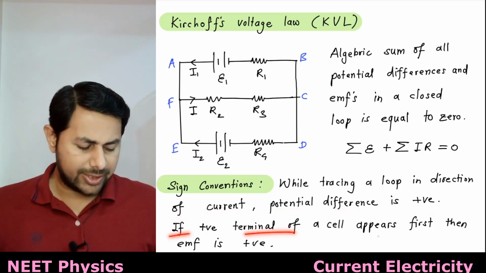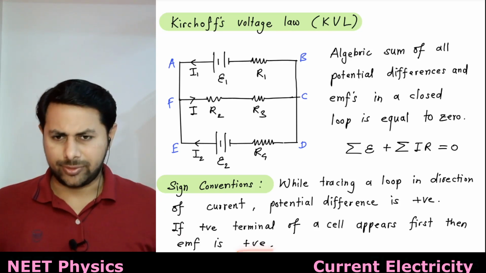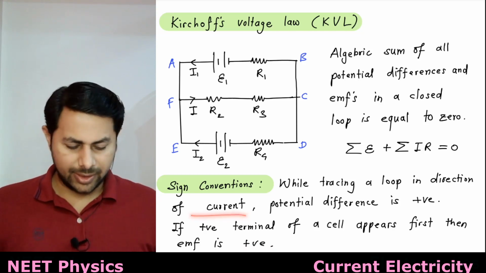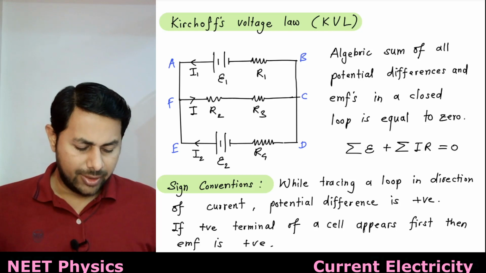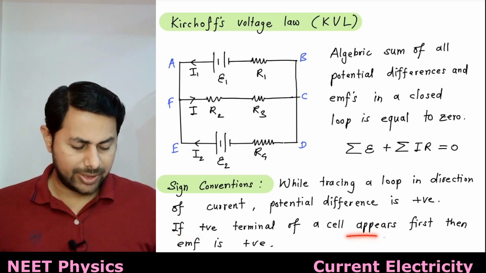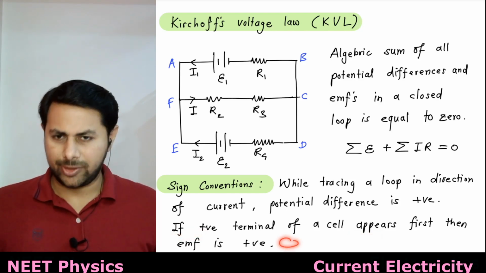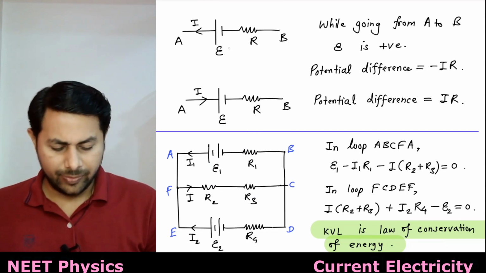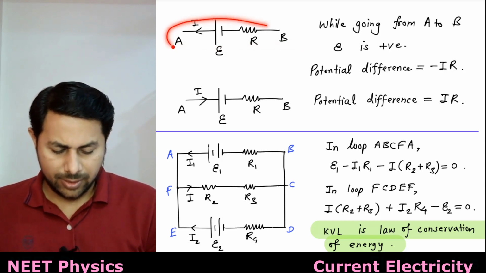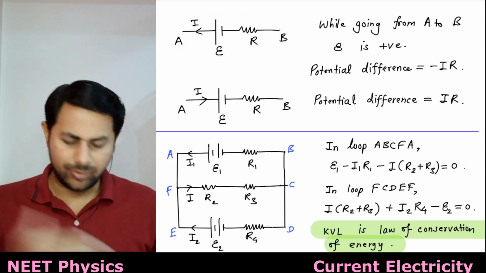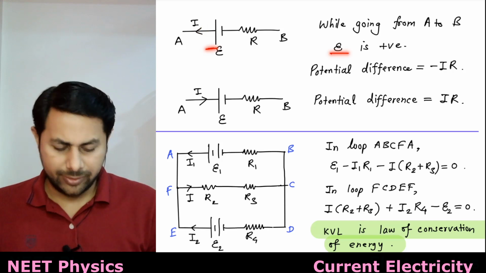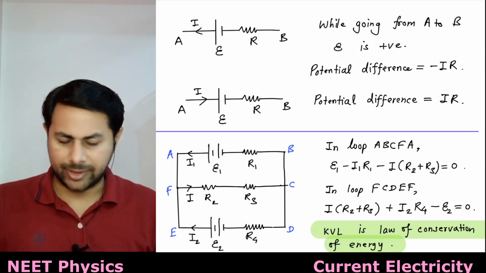If the positive terminal of the cell appears first, then EMF is positive. While tracing a loop in direction of current, the potential difference is considered to be positive. And if the positive terminal of a cell appears first, then EMF is also positive, right? For example, suppose you are going from A to B, you have this branch, and current is directed like this, then EMF is positive, E is positive. Why? Because you encounter the positive terminal first.